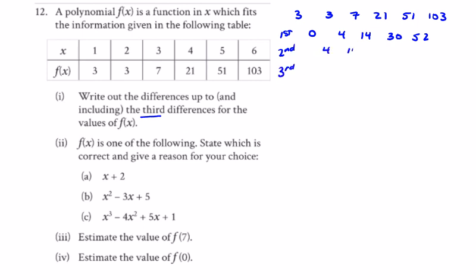We've got 4, 10, 16, and 22. Then we have 6, 6, and 6 for the third difference. f of x is one of the following, so it has to be cubic, so it has to be c. We see the third difference is the same. The seventh number, we can work our way up. If we put a 6 here, we would have a 28 here. 52 and 28 will be 80, so 103 and 80 will be 183, and for f0 we're going in the opposite direction, so just work our way back up to term 0 here.